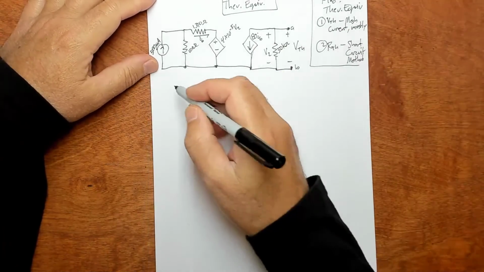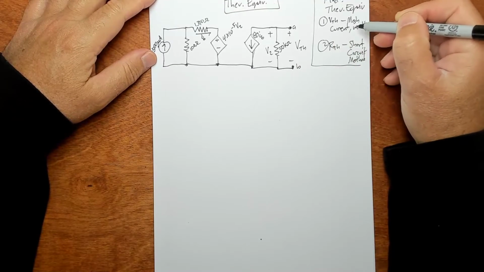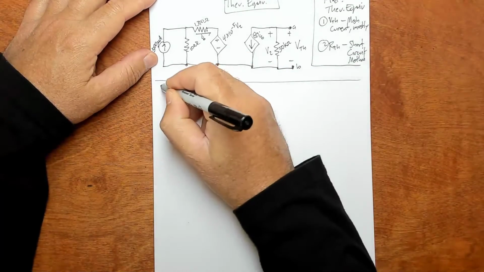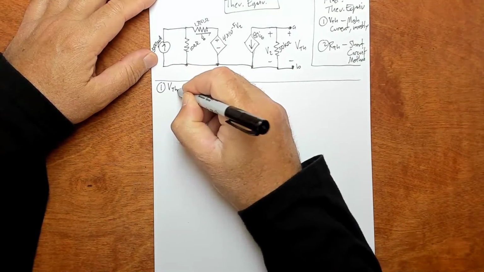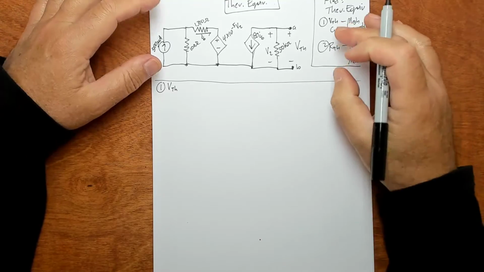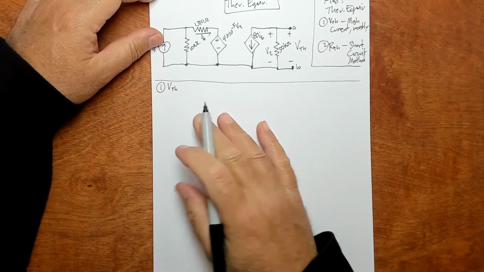All right. So there are two steps to this. We're going to find V Thevenin, and it turns out that we can use mesh current mostly. So that's the first step. And that's going to be a big problem. And then when we're done with that, we'll start over and find R sub Thevenin.